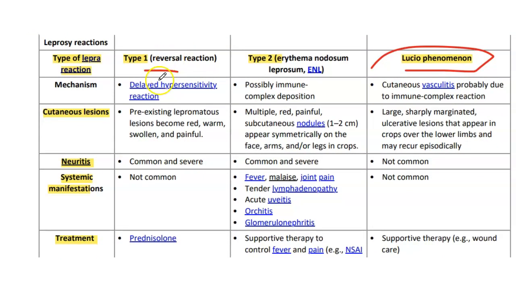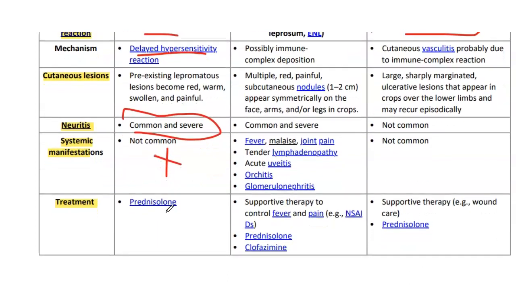What are the underlying mechanisms? Type 1 is a delayed hypersensitivity reaction with cutaneous lesions. Pre-existing lepromatous lesions become red, warm, swollen and painful, and neuritis is common and severe. Systemic manifestations are not common and treatment is prednisolone.